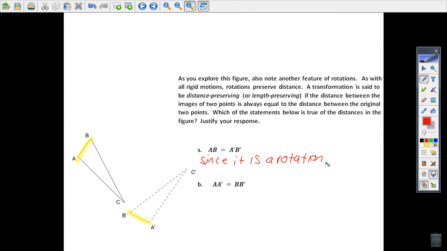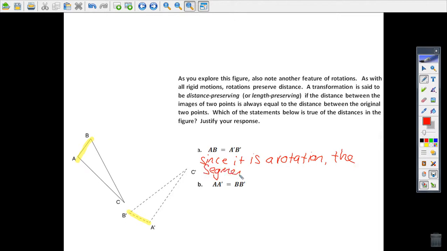What does rigid mean anyway? Fixed. Not flexible, not stretchy. Rigid also means fixed, so you're not going to make it larger or smaller. It's not going to expand or contract. It's going to remain. You know, like, there's rotation, reflection, translation, and then there's the one, dilation. So, since it is a rotation, what do you know about all the segment lengths?